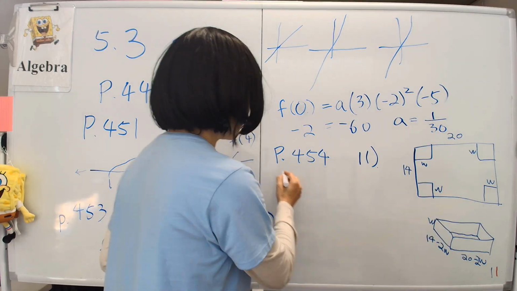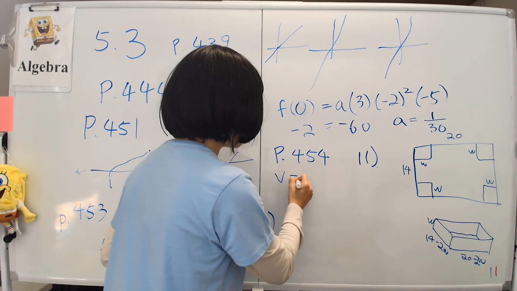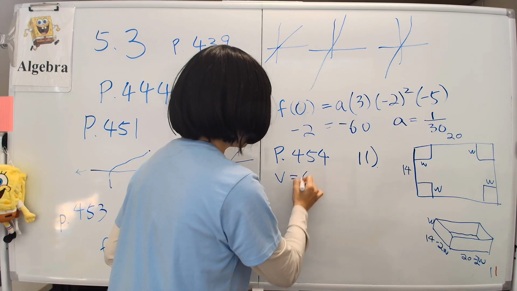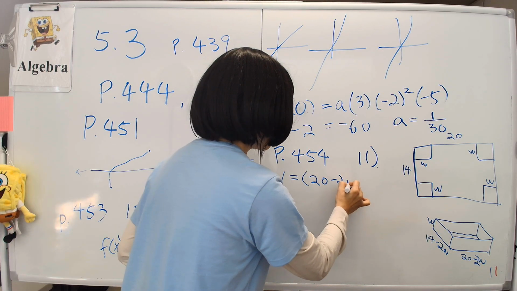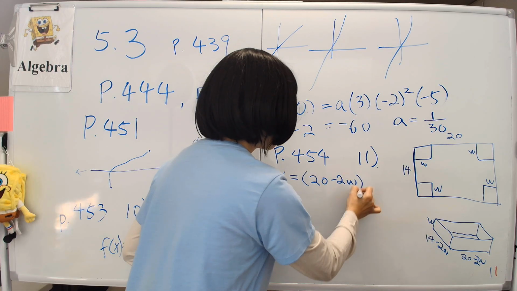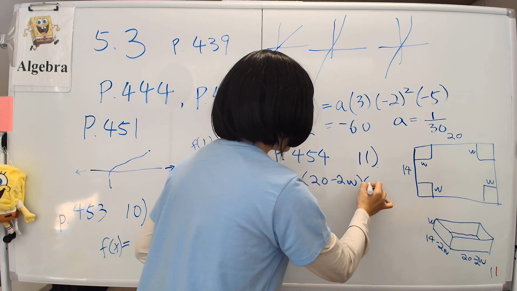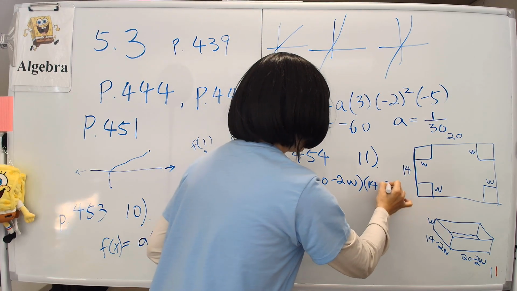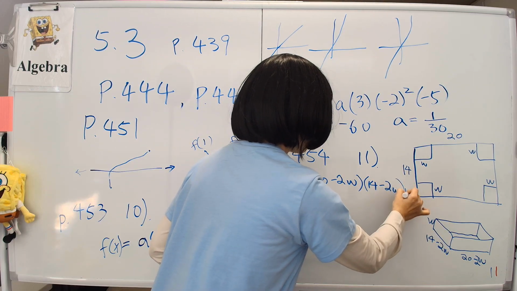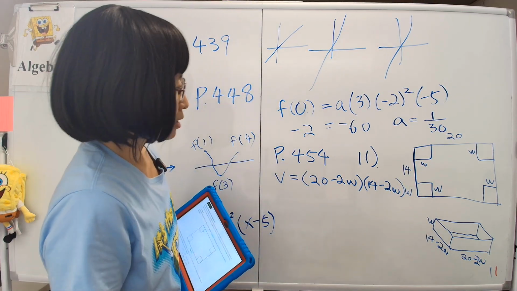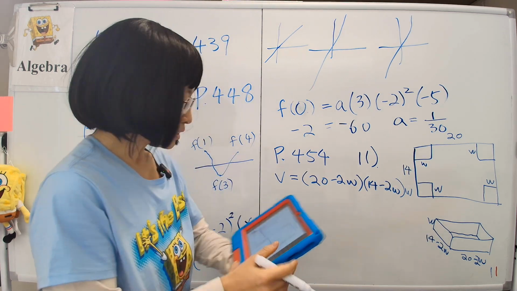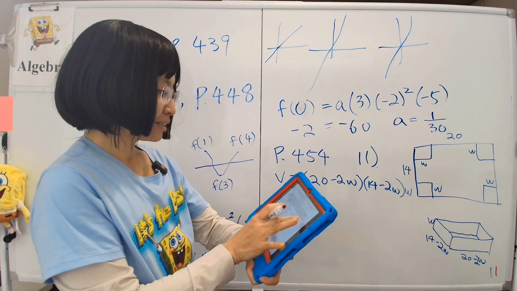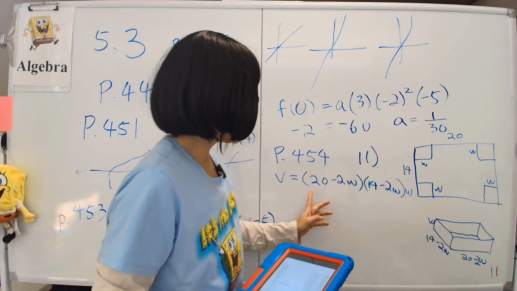The volume of any box is length times width times height. Let's start with length, 20 minus 2w, and then times 14 minus 2w, and then times w. All right. So that is the entire volume of this thing. And once we have the volume out, you notice how many w's.